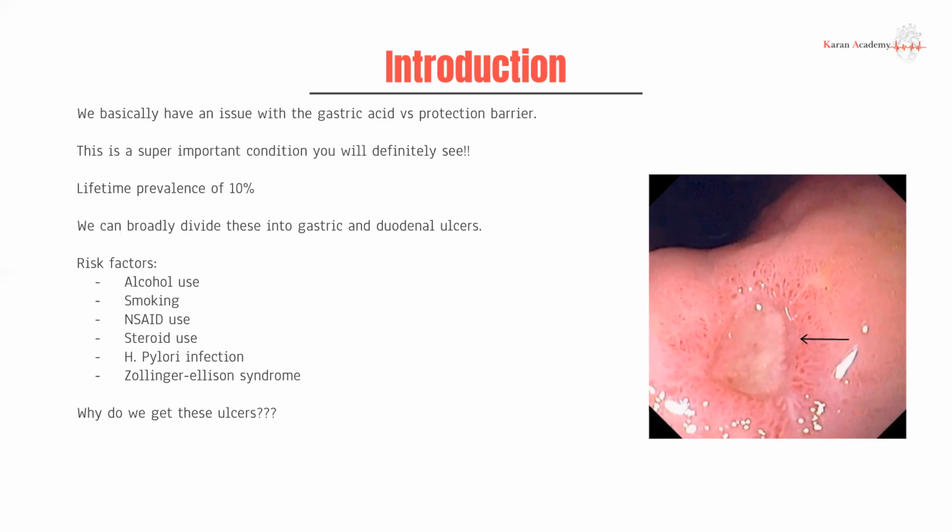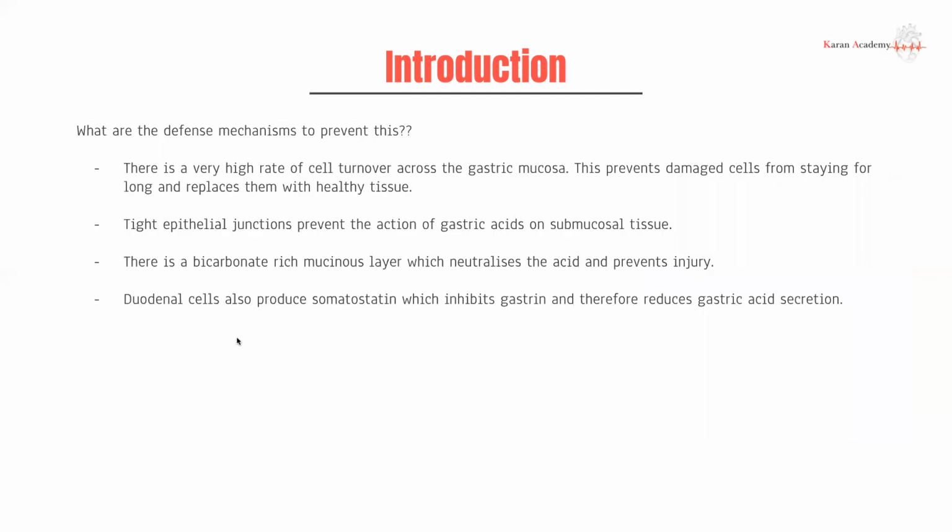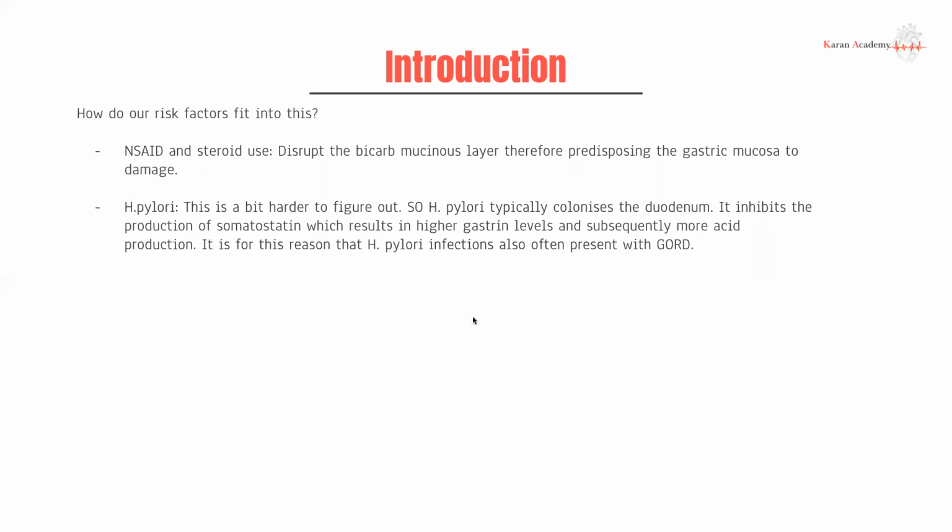Now, Zollinger-Ellison syndrome is a very interesting one because it's not very commonly talked about. What happens is Zollinger-Ellison syndrome is a neuroendocrine tumor affecting the pancreas. So it's a tumor found in the pancreas, and what it does is it releases the enzyme gastrin. Now, we just talked about the role of gastrin, and gastrin increases gastric acid secretions. And therefore, if you have a tumor that's secreting higher levels of gastrin, you're going to end up with a peptic ulcer and potentially GORD.